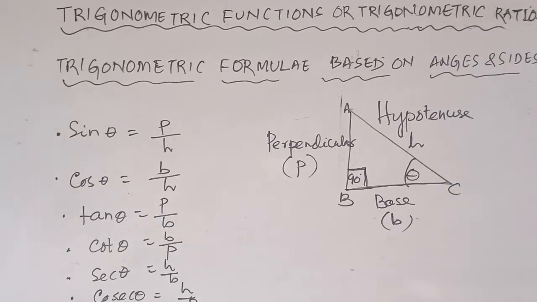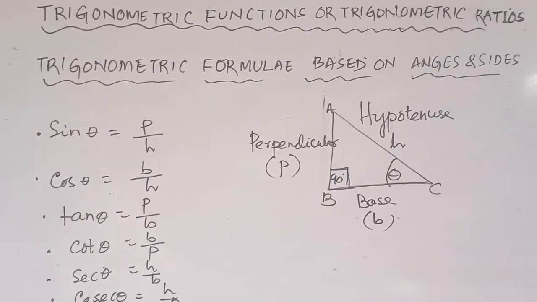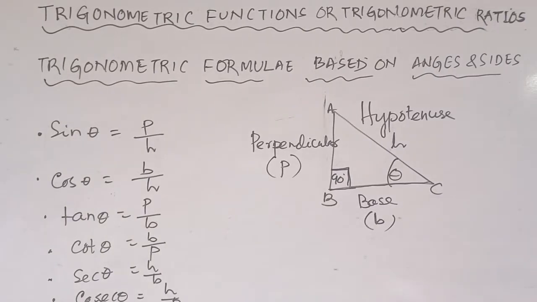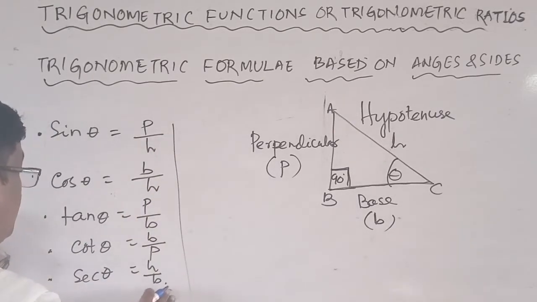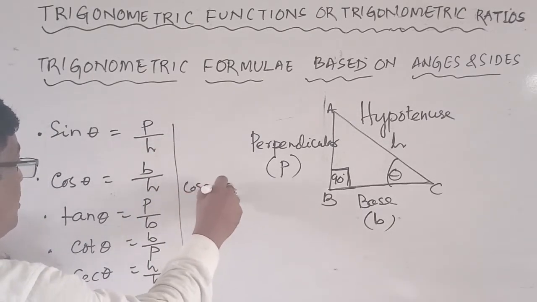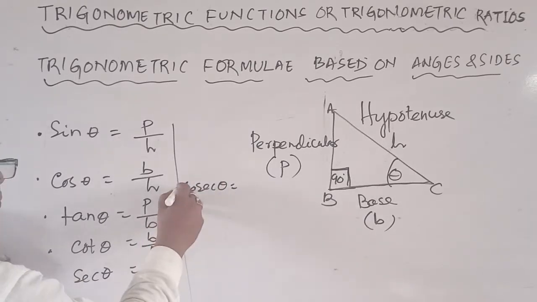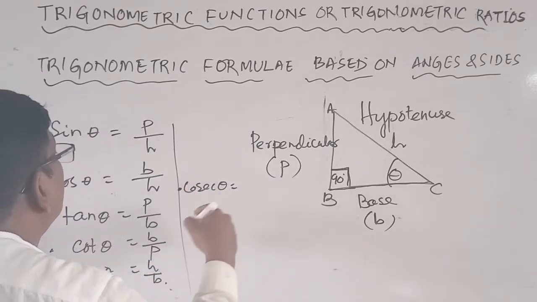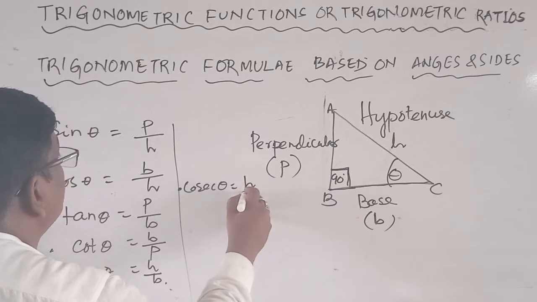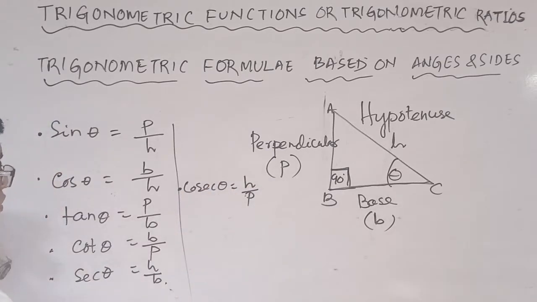Now, one question related to this formula. This is cot theta, and this is sec theta, and this is not visible, so right here cosec theta is equal to H by P.